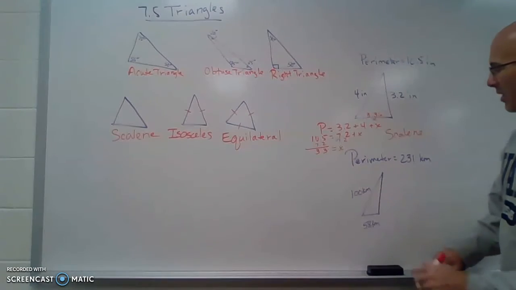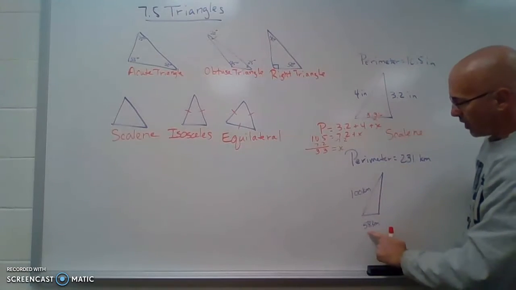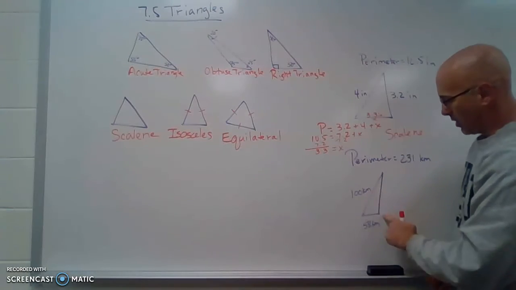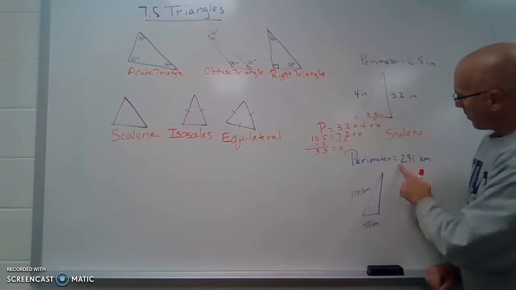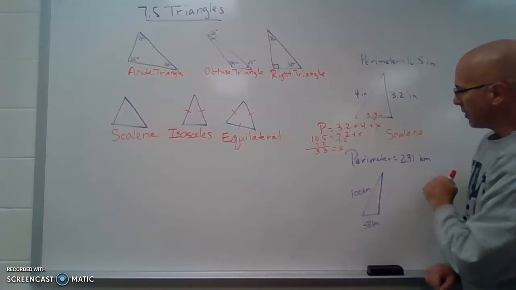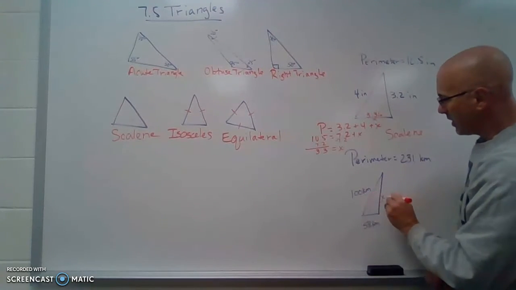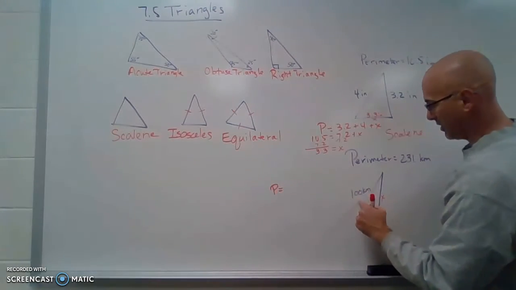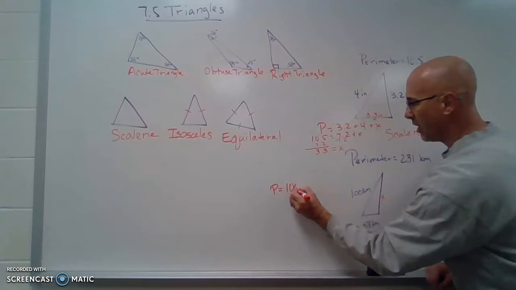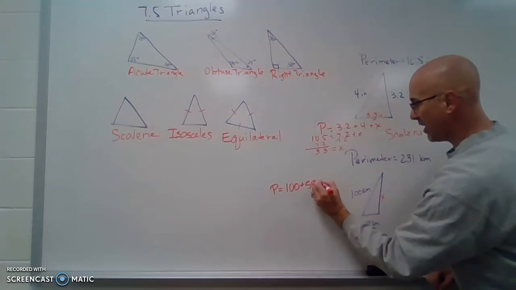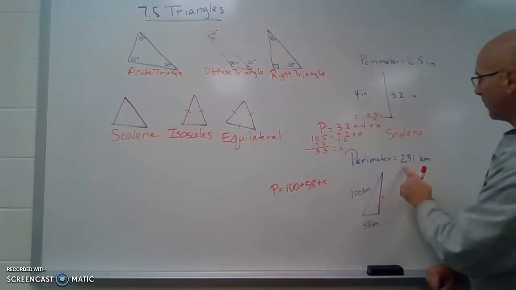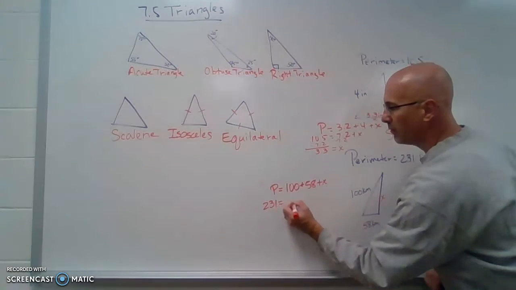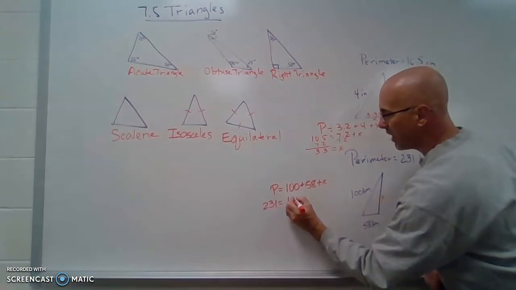Let's do another one. We have a triangle here. One of the sides is 58 kilometers. One is 100 kilometers. We want to know what this other side is, and we know that our total perimeter is 231. So let's name this one X. So our perimeter is the sum of all of these. So 100 plus 58 plus X. So we know that the total amount is 231. We can add these together.